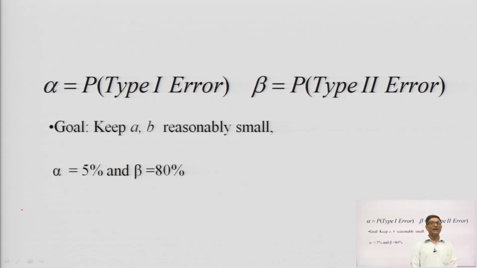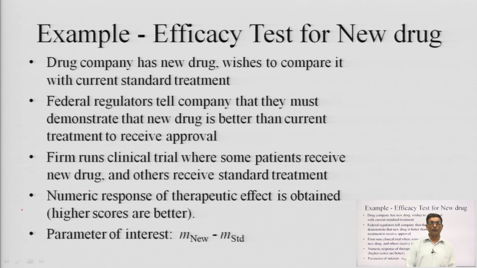Alpha is the probability of type 1 error and beta is the probability of type 2 error. Our goal during the study is that alpha and beta are reasonably small. In general, we take alpha equal to 5% and beta equal to 20%, and it will change from study to study, but generally we take alpha equal to 5% and beta equal to 20%. Now, an example of testing the efficacy of a new drug.